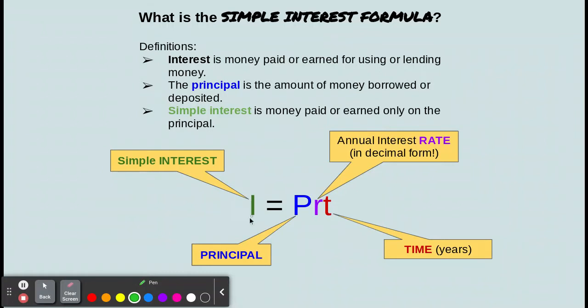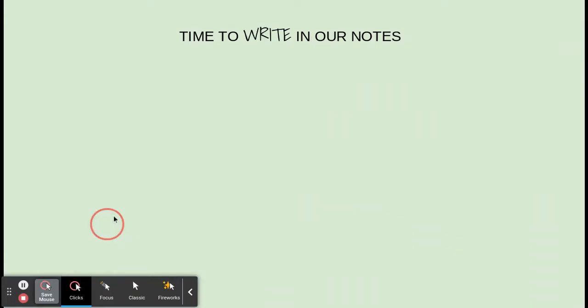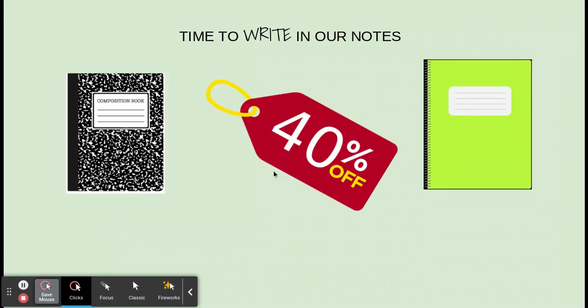Okay, so the simple interest formula says simple interest is equal to the principal, the amount of money that I deposited or borrowed, times my interest rate, and that interest rate must be in decimal form, times t, time, and that time has to be in years. So in your notes, I would like for you to label each section of the simple interest formula.